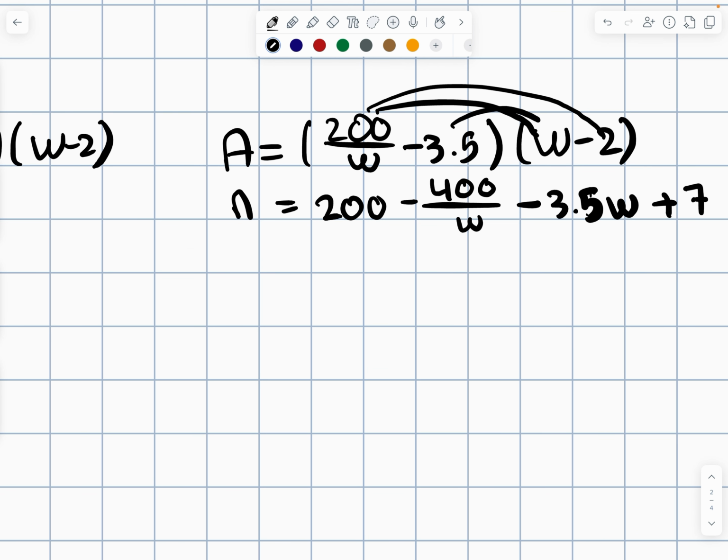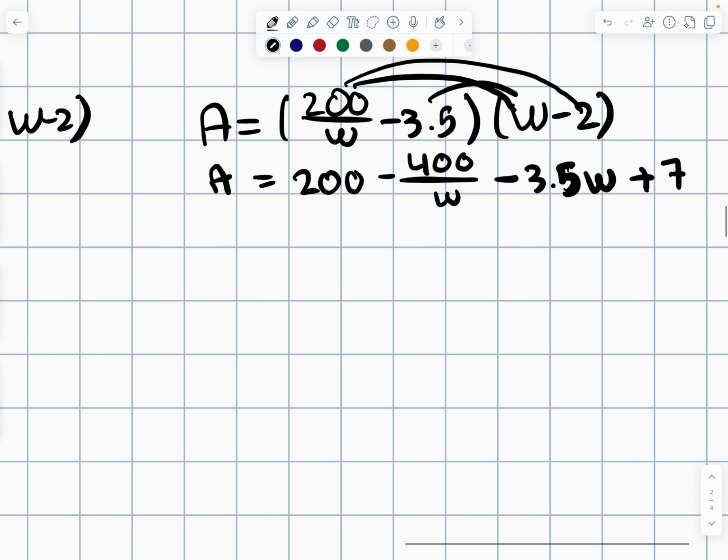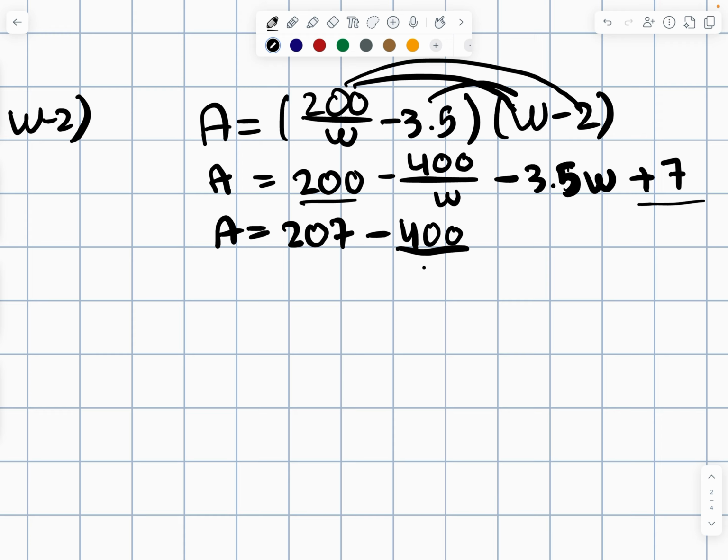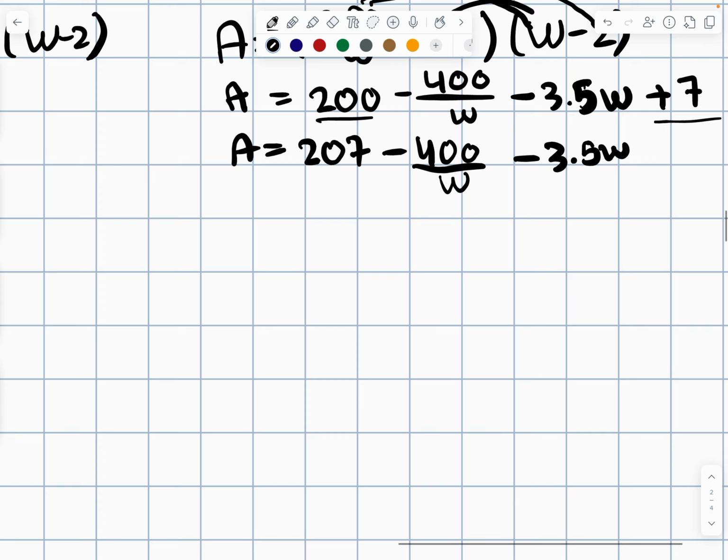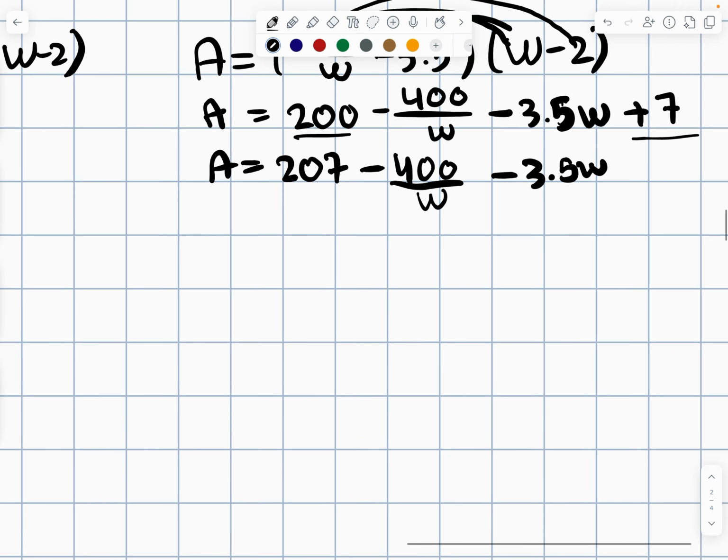This is our area. If we clean this up, we're just going to add 7 to 200. Those are our only like terms right now. So area is equal to 207 minus 400 divided by w minus 3.5 times w. Now we're going to just differentiate this, find the derivative, and then equate it to 0, like we did earlier in our previous question.